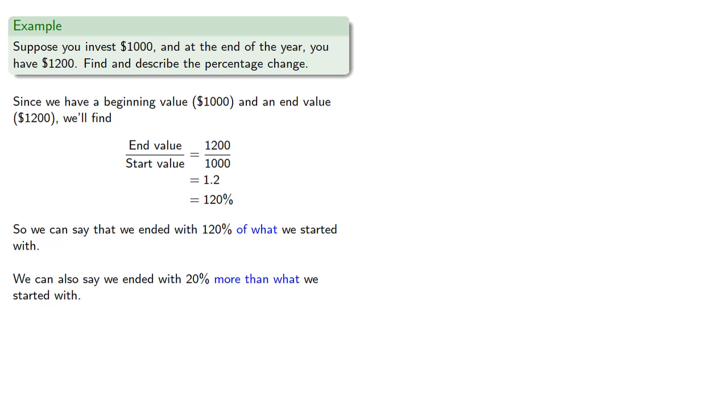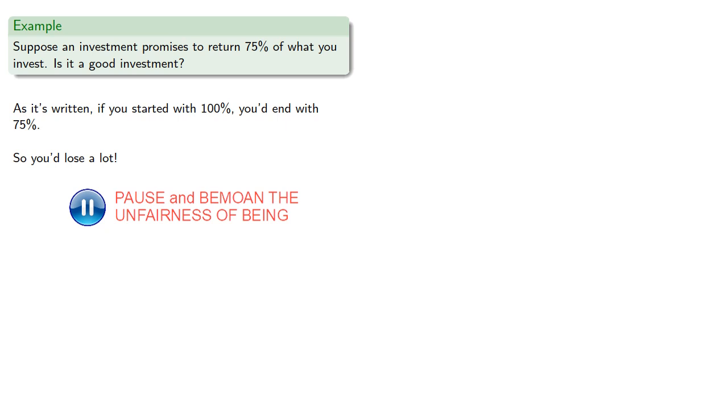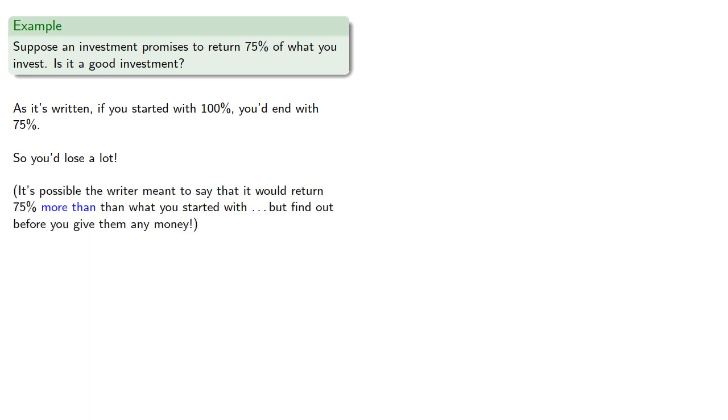And it's very important to distinguish between the two statements. For example, if an investment promises to return 75% of what you invest, is that a good investment? As it's written, it means that if you started with 100%, the whole amount that you invested, you'd end with 75%. So you'd actually lose a lot. Now, it's possible that the copy was badly written and that the writer meant to say that it would return 75% more than what you started with, but find out before you give them any money.